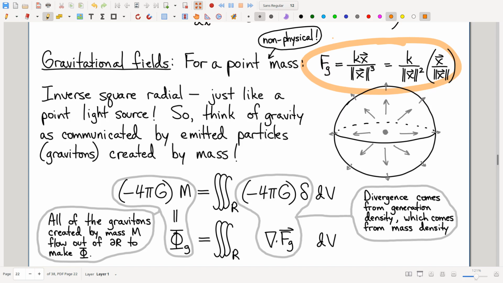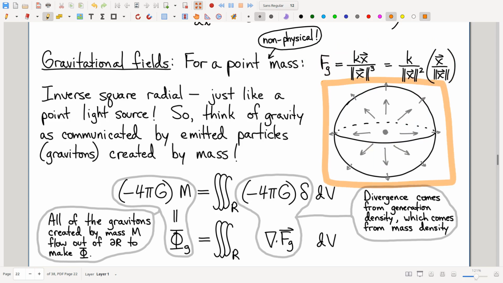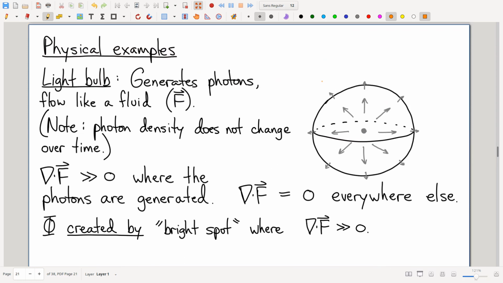That vector field looks kind of like this, which might look familiar. In fact, it is literally exactly like what you see inside of the orange box here. It's exactly the same picture that I drew when we were talking about light bulbs generating photons. Radial, always outward, and also stronger closer to the middle, weaker the farther you go out.